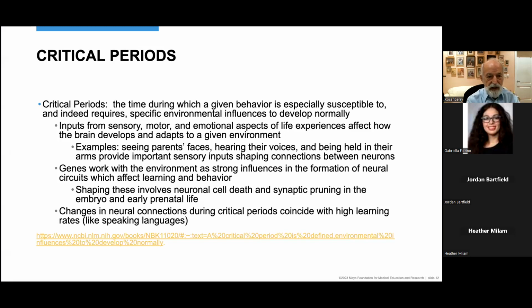Critical periods are the time during which a given behavior is especially susceptible to, and indeed requires, specific environmental influences to develop normally. There are examples here of inputs from sensory, motor, and emotional aspects, and genes are working with the environment as strong influences in the formation of neural circuits. Changes in neural connections during critical periods coincide with high learning rates, like speaking language.